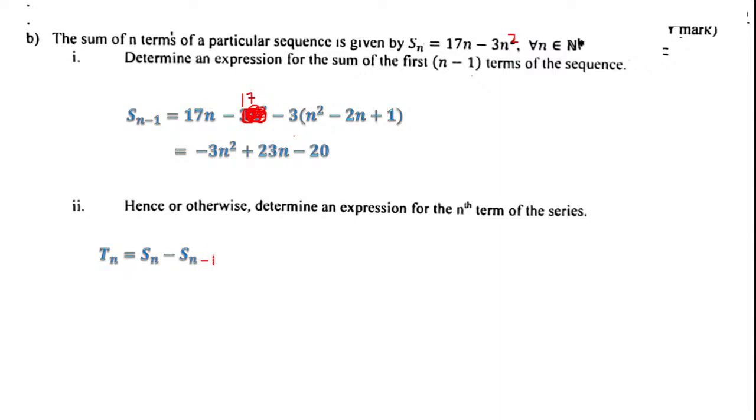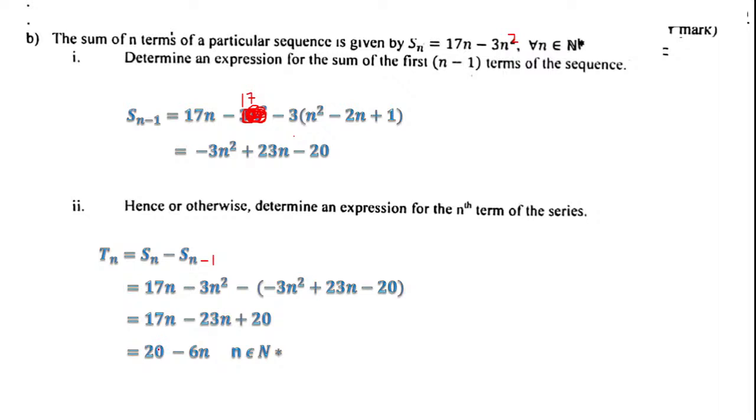Okay? So to find the nth term, it will be the sum of the first n terms minus the sum of the first n minus 1 terms. So this will give us, the sum of the first n terms is 17n minus 3n squared. And the sum of the first n minus 1 terms is, as we have above, minus 3n squared plus 23n minus 20. When we simplify this, we will have 20 minus 6n, where n is an element of N star, just as it was given in the equation above, N star.